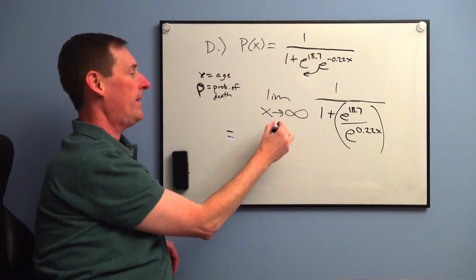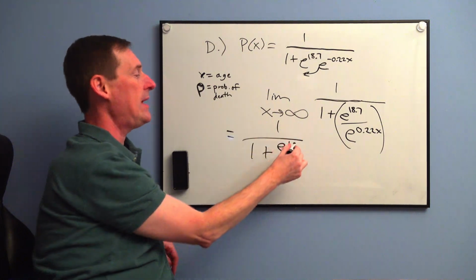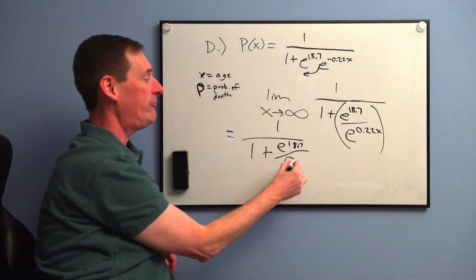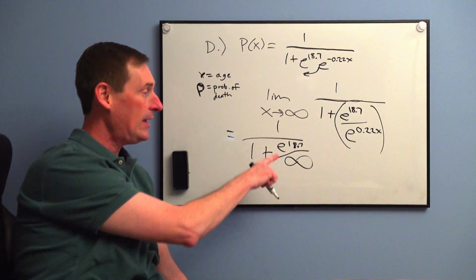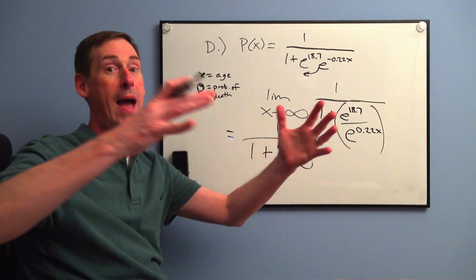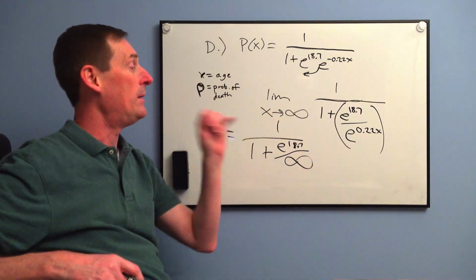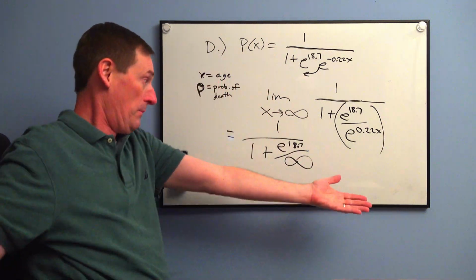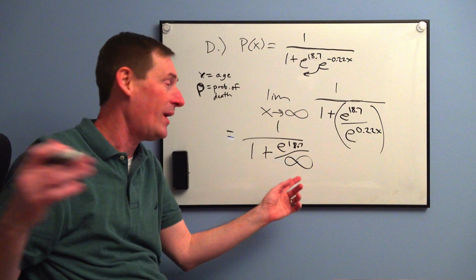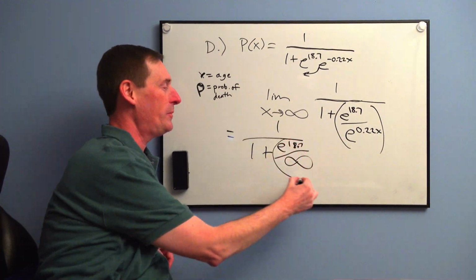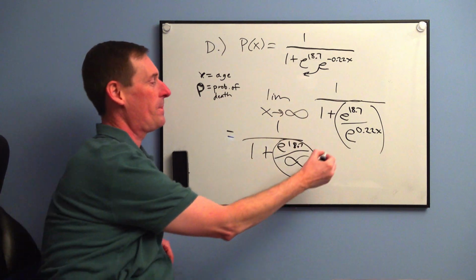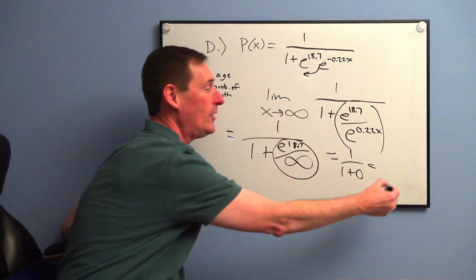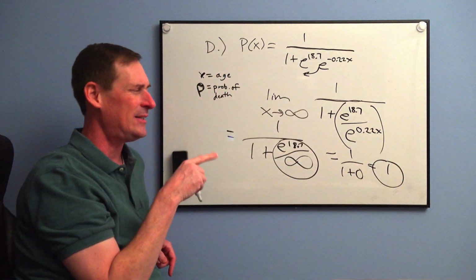Now plug in infinity. And you get 1 over 1 plus e to the 18.7 over e to the infinity, which is infinity. Now, let me tell you something, folks. e to the 18.7 is a massive number. But even that gigantic number over infinity is zero. But Mr. Wade, I got like 100 trillion questions right on the test. Well, there were infinite questions. Sorry, play again. That's zero. You get 1 over 1 plus 0. Everybody see how to play this game now? And you get 1 over 1, which is 1. Final answer, 1.